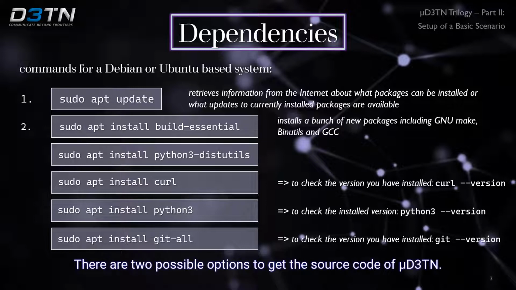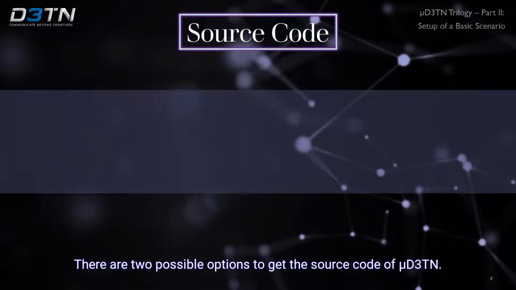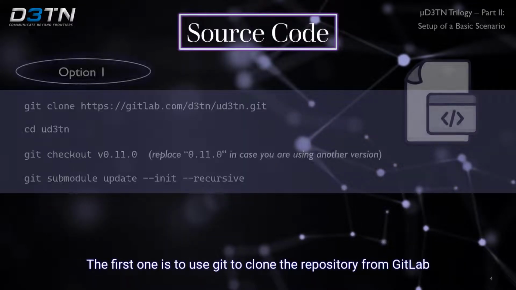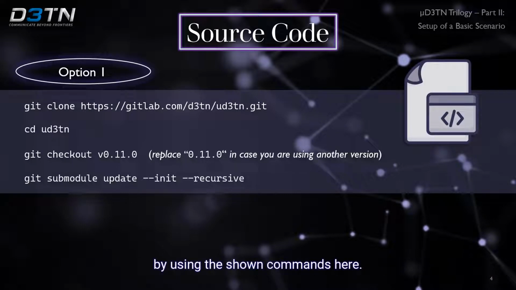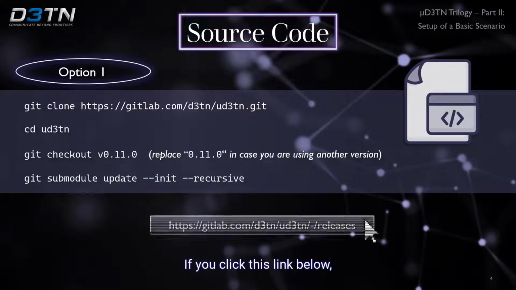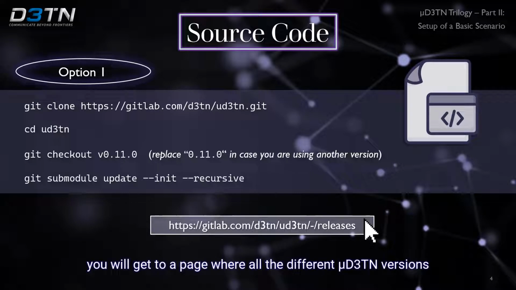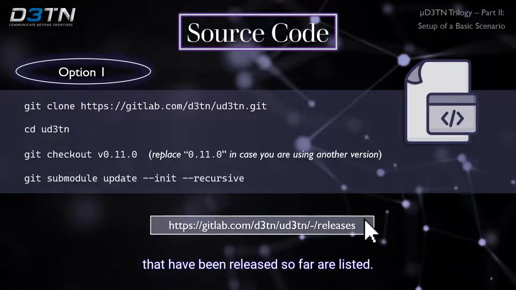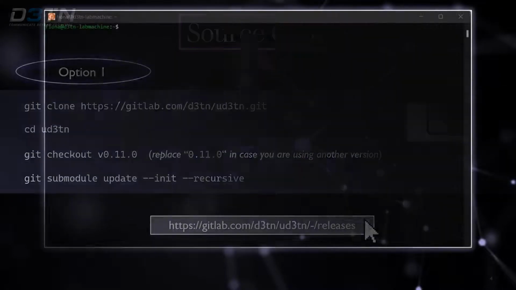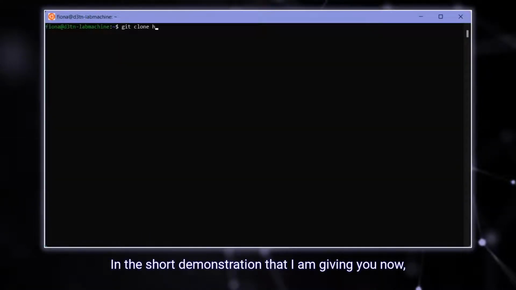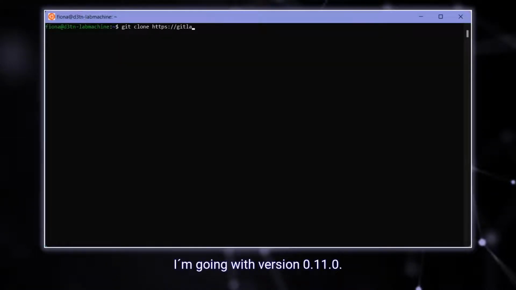There are two possible options to get the source code of µD3TN. The first one is to use Git to clone the repository from GitLab by using the shown commands here. If you click this link below, you will get to a page where all the different µD3TN versions that have been released so far are listed. From there, you can choose a version you would like to use. In the short demonstration that I'm giving you now, I'm going with version 0.11.0.